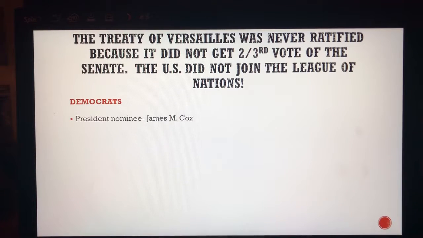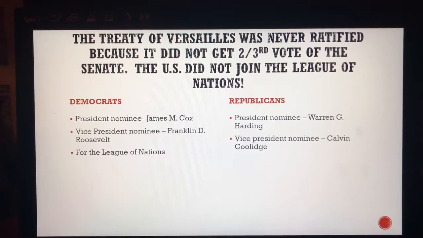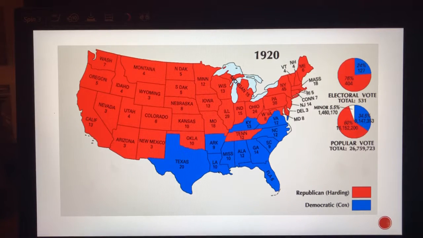We see the Democrats, their nominee will be James Cox and Franklin D. Roosevelt. They're for the League. The Republicans are against the League. They have Warren G. Harding and Calvin Coolidge. You voted for them, you were against it. So what happens is our nation's popular vote goes for Harding. He promises a return to normalcy. People look at that and they're like, yes, we've sacrificed too much. Democratic Cox does not get the election. And so we will never sign the Treaty of Versailles.